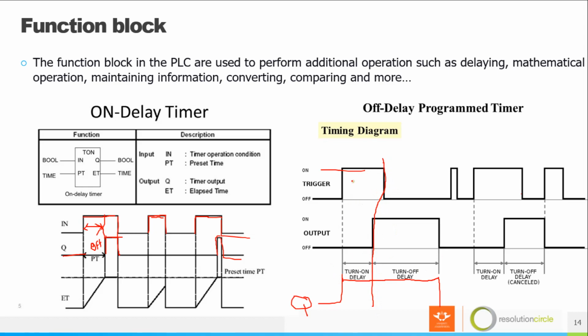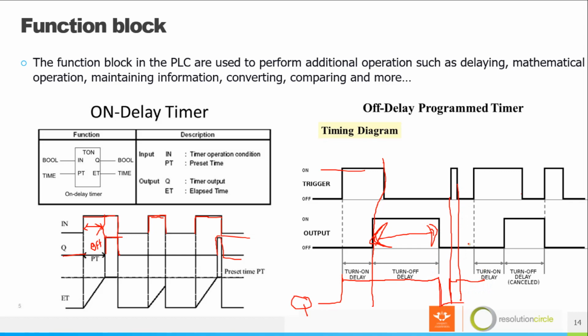Okay, so my input is high, my output is high. My input is now low, then my output starts counting. When it reaches the set point, then my output is now off. When you trigger it, it will be high. When it goes off, your output will remain high.